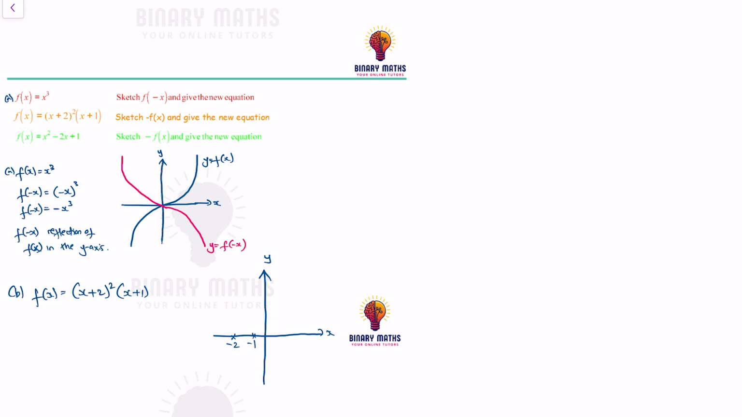It's a positive cubic graph, so it's going to start off at quadrant 3 and end up at 1. So it's going to look like this. It's going to bounce off minus 2 and then go through minus 1. This point is just 2 times 2 times 1, which is just 4.